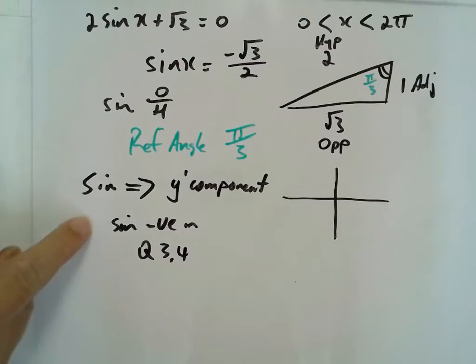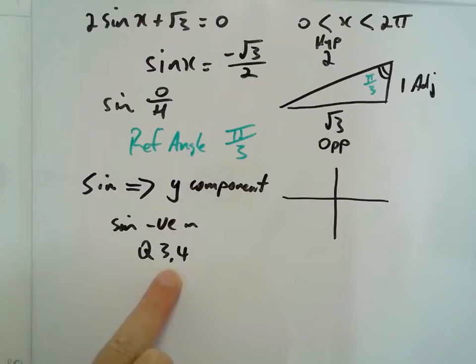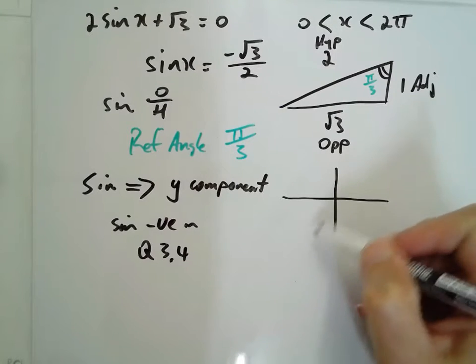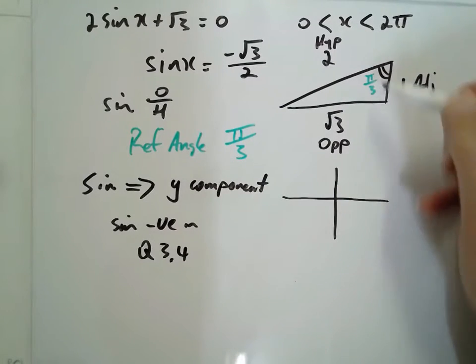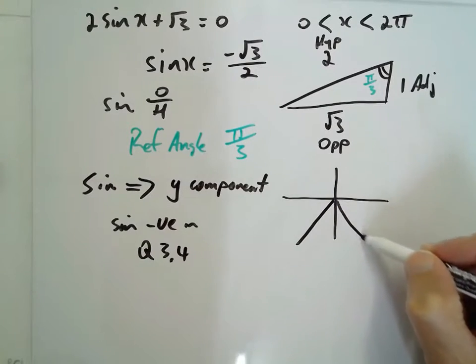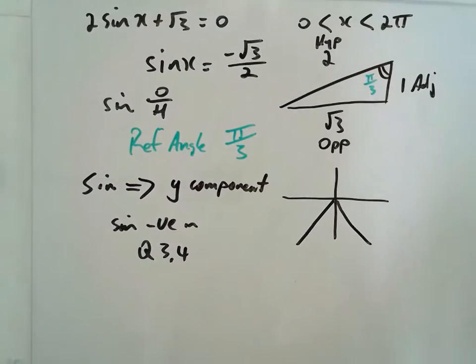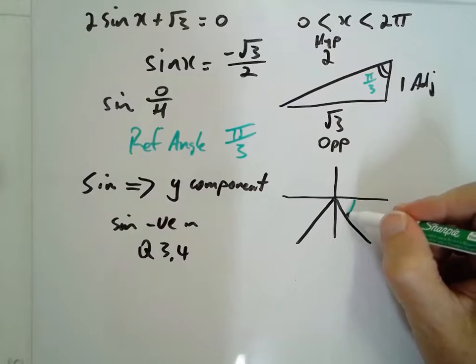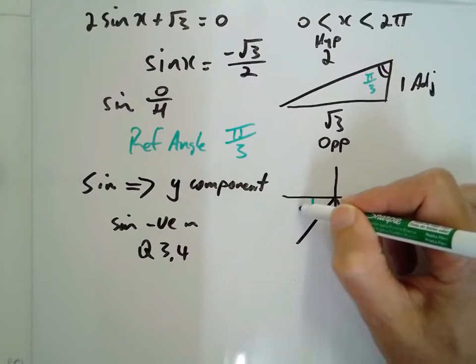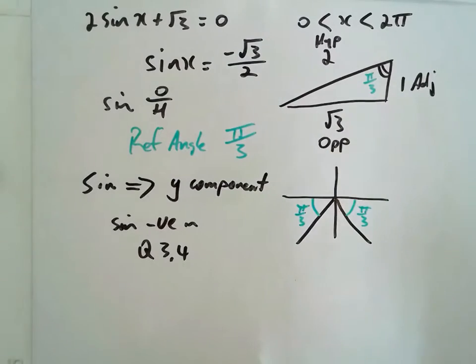So that's us communicating why we're going to draw our terminal ray in quadrant 3 and 4. Our terminal ray, remember, is the line in a unit circle, and we're going to measure it as an angle of pi on 3. Remember, our reference angle is off the x-axis. Okay.